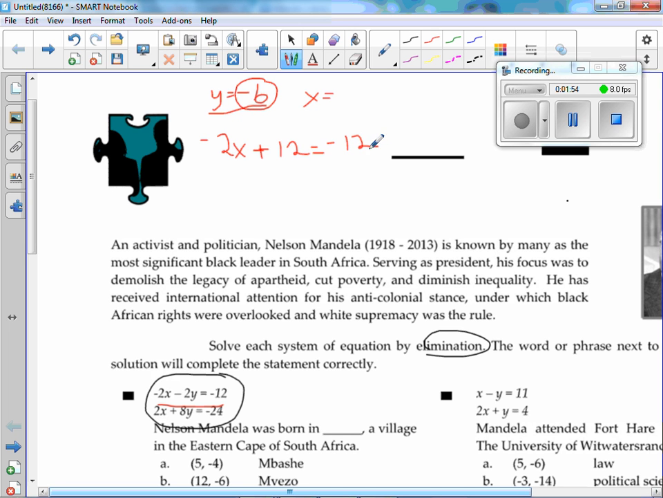Okay, now we're going to solve for the x. So we need to make negative 12, add an opposite, negative 12 on both sides to cancel that out. So negative 2x equals negative 24. So now our x is going to be equal to a positive 12 because two negatives make a positive. We're going to divide both sides by negative 2.